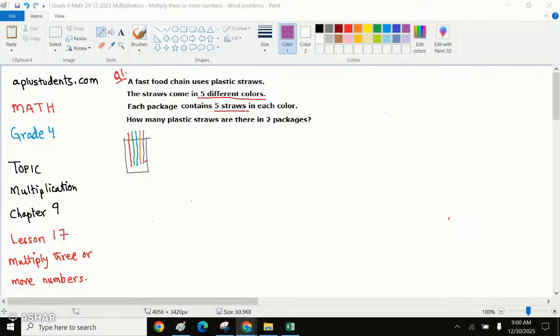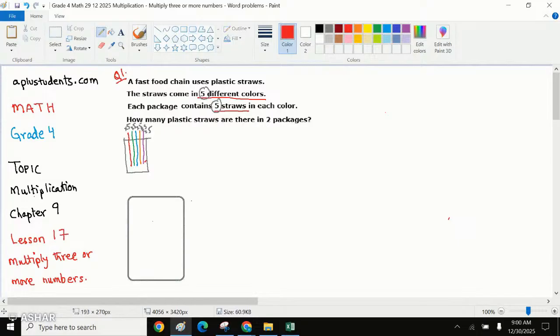That means what we can say is the straws come in 5 different colors. These are the 5 different colors. Each package contains 5 straws in each color. That means there are 5 red, 5 green, 5 blue, 5 orange, and 5 purple, right? Do we agree on that? So we need to find the total numbers. Or let me draw it again. Let's draw it bigger.